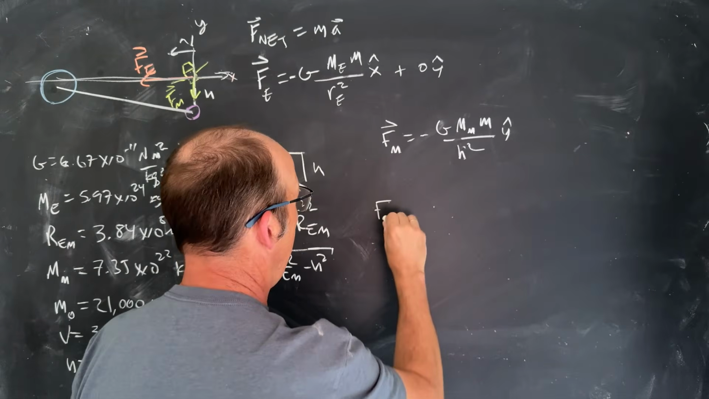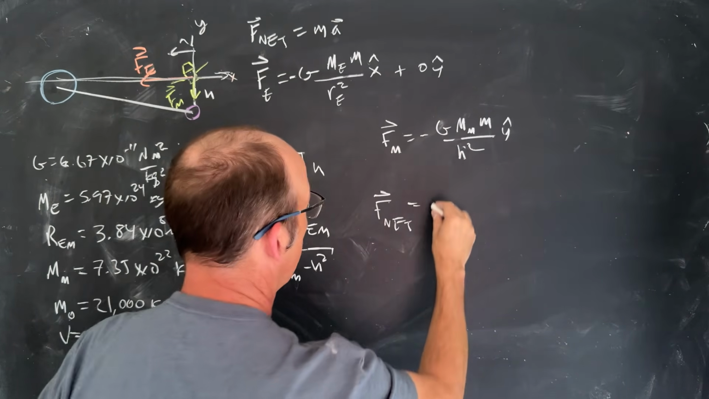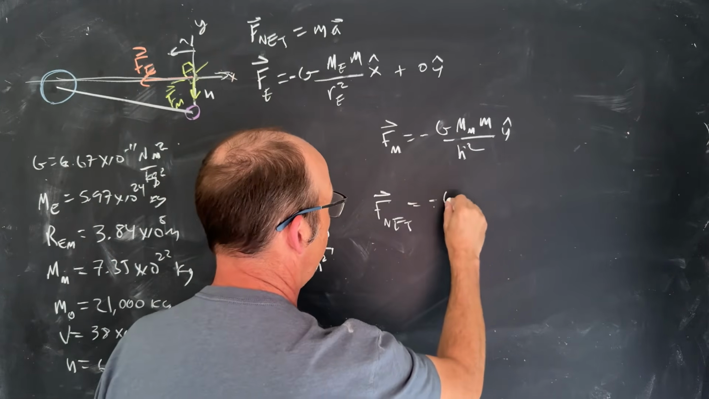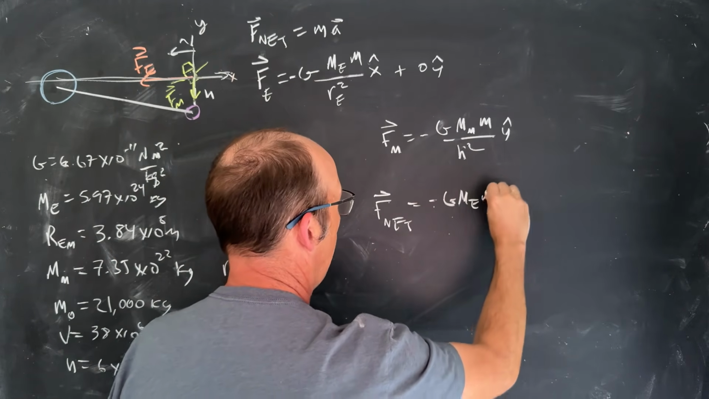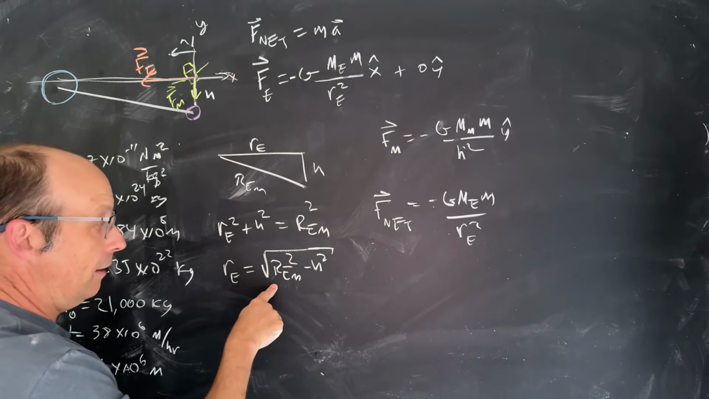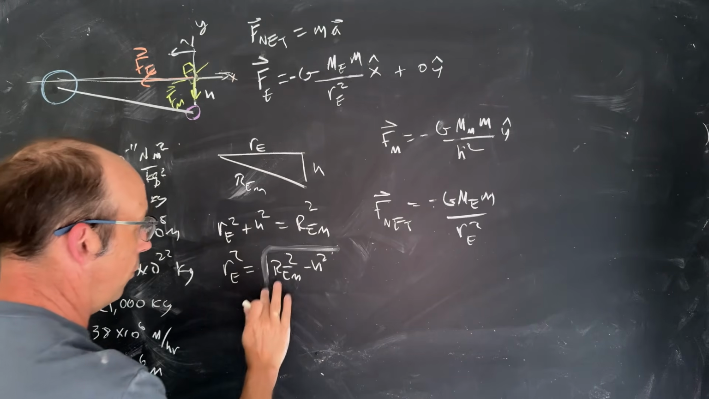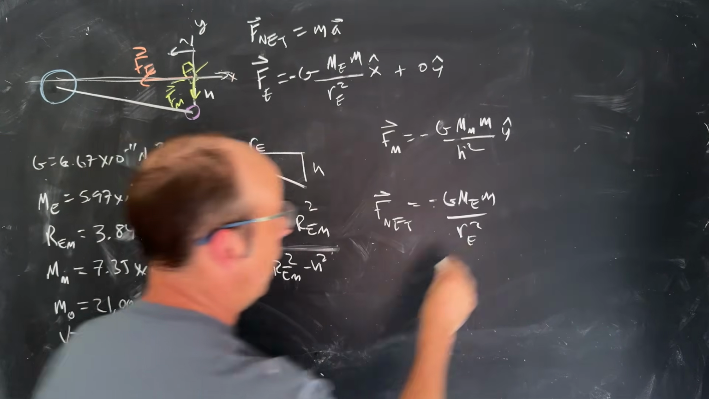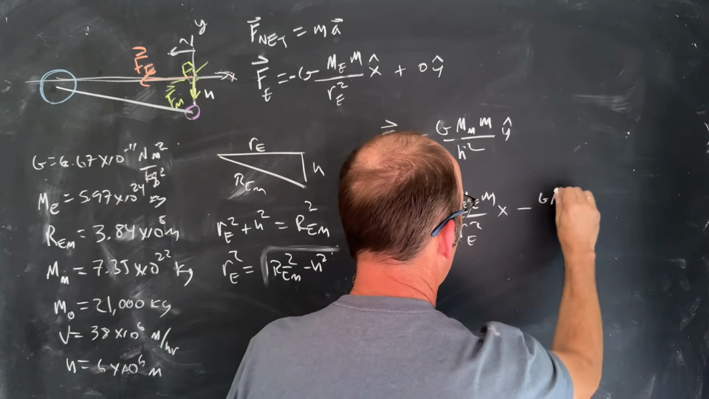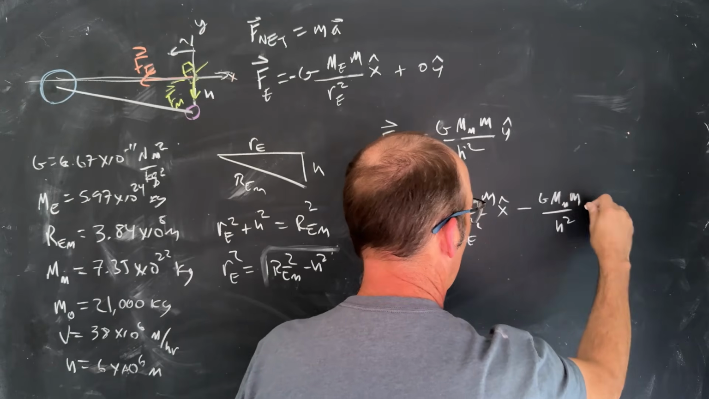So F net, I'm going to write it in one fell swoop. I'm going to factor out this g. I just don't have to, but I'm not going to. Negative g, mass of the Earth, mass over RE squared. Remember, we have to find that. And in fact, we can just do this. We don't need to take the square root. We only need the square. X hat, and then this plus that, minus g, mass of the moon, mass over h squared, y hat.